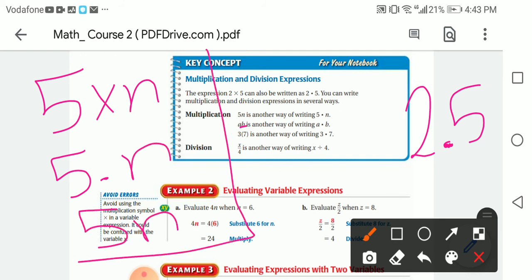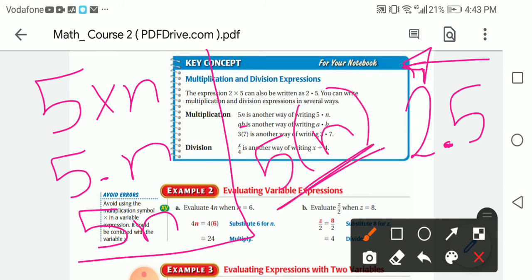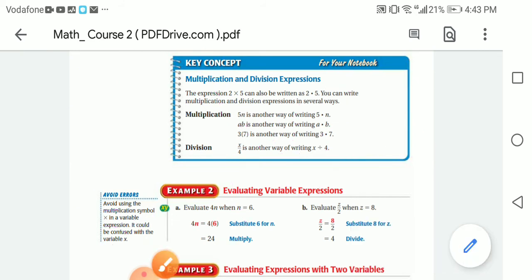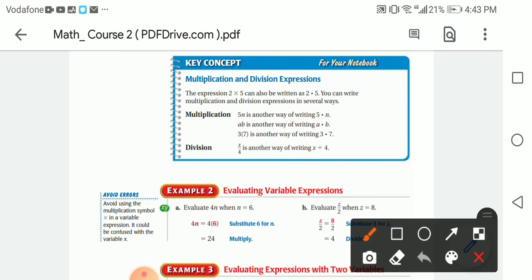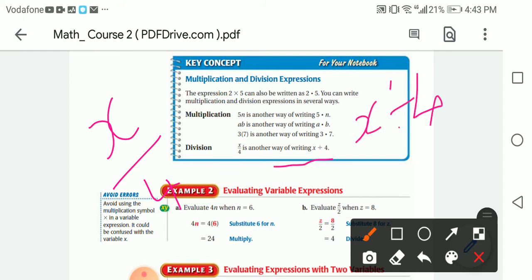This is very important to know. Write this down in your notebook. I'd like you to bring your notebook and write this, because this is important. It's important to know. And also there is another way. I can say 5n. Okay, 5n here means what? 5 times n. For division, x over 4 is another way of writing x divided by 4. Yes, we know that, but I want you to write it. Thanks. Remember this.